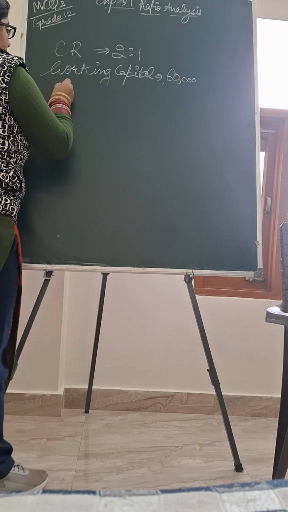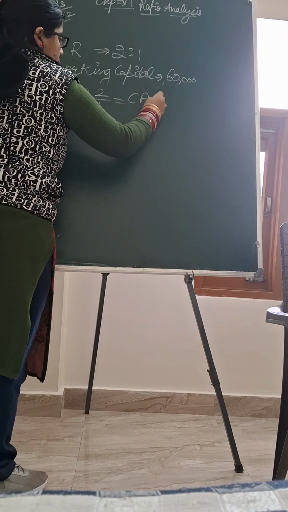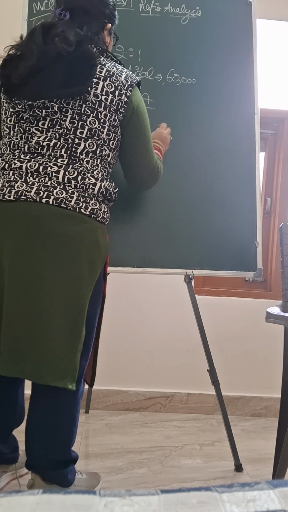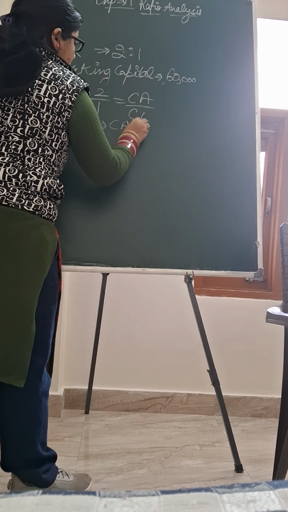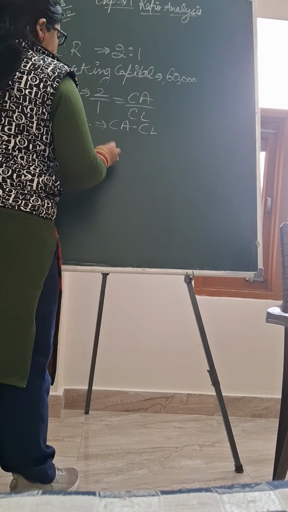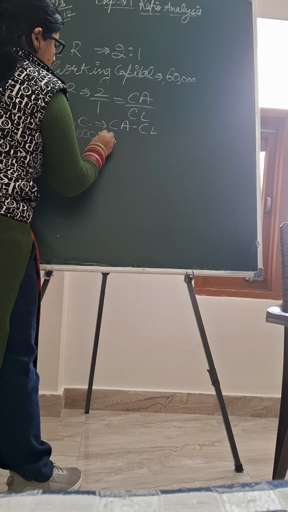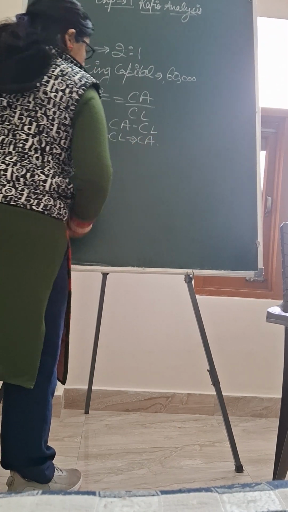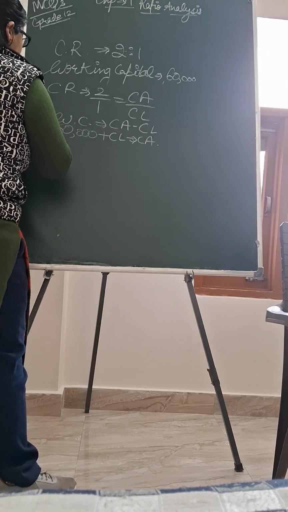Again, current ratio is equals to 2:1 is equals to current assets over current liabilities. Then working capital is equals to current assets minus current liabilities, right? Working capital is 60,000. So this minus CA we will write plus CA is equals to CA, right? Correct? Then after this is the step number 1.